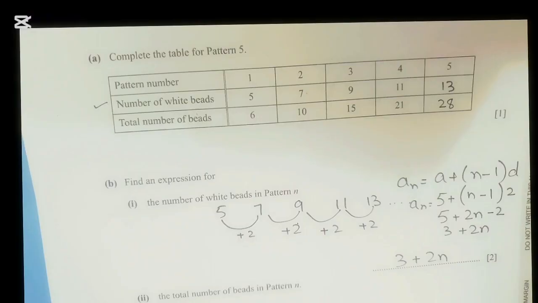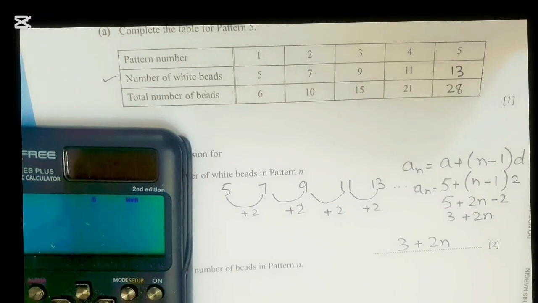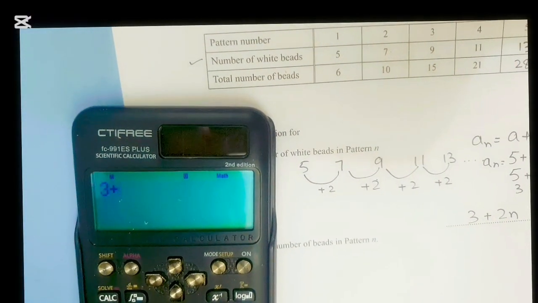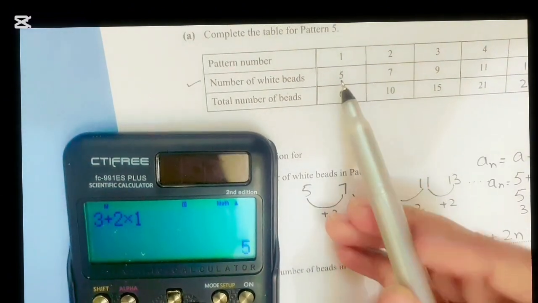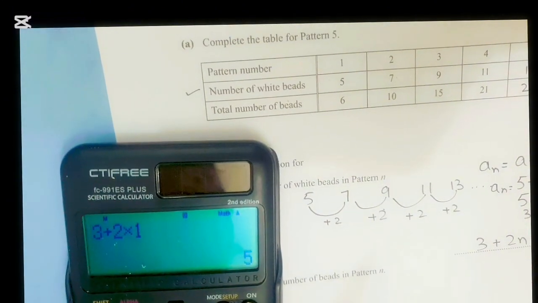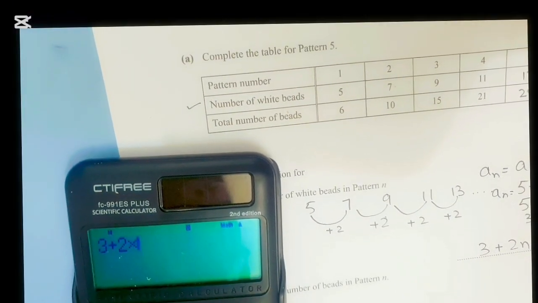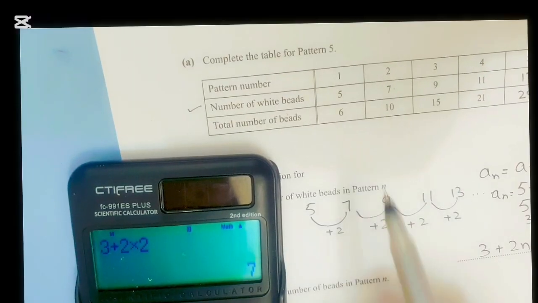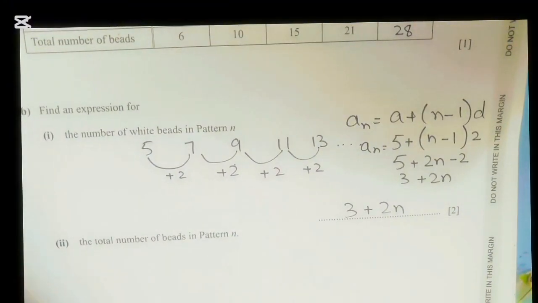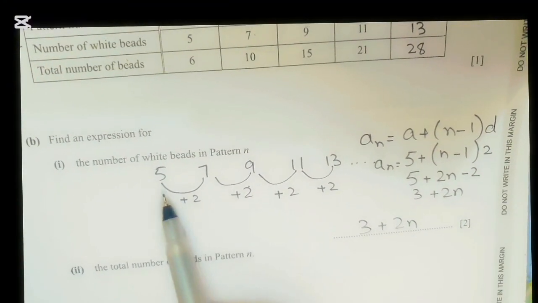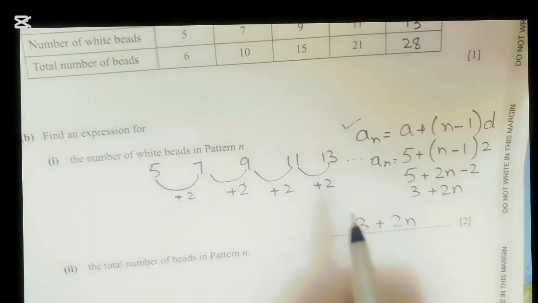You can check by using your calculator. For example, for the first term you can write 3 plus 2 times n is 1, so we get 5, and you can see the first term is 5. And again for the second term, 3 plus 2, in place of n I am using 2, and you can see that the second term is 7. So this was the formula for finding the number of beads, and here the difference is the same in each of them, so we can use this formula. If the difference is different, we cannot use this formula.